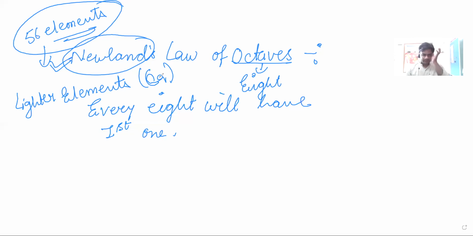His achievement is that he gave a different pattern, and up to calcium he arranged all the elements correctly. The drawbacks are many. He predicted that after 56 no new elements would be discovered in future, but now we have 118 elements. He also placed two elements in the same place, which is not possible. So here also his law failed.